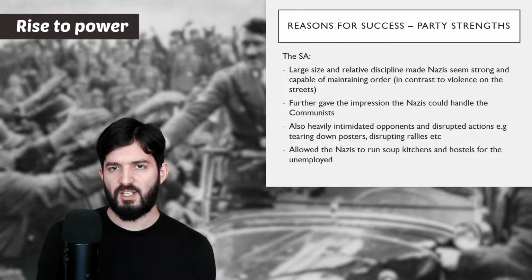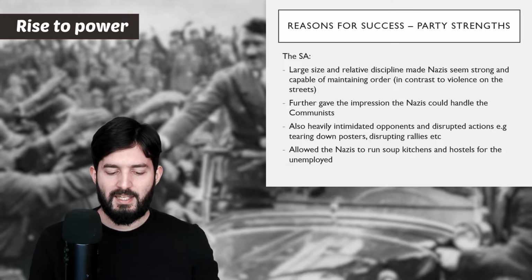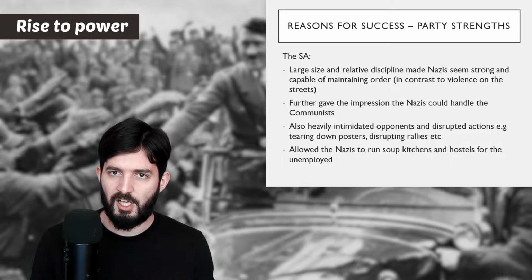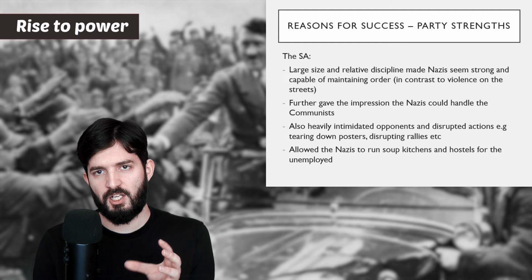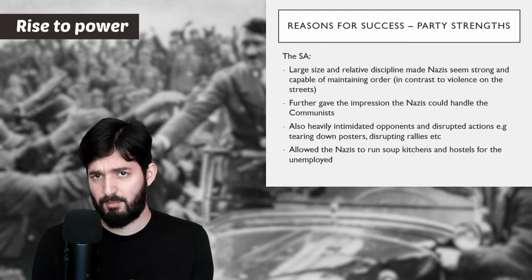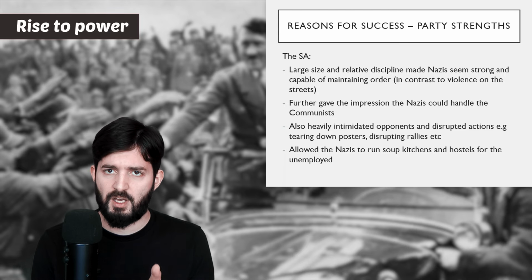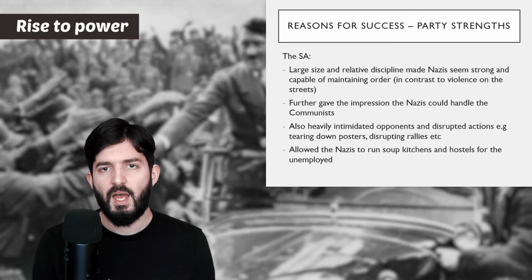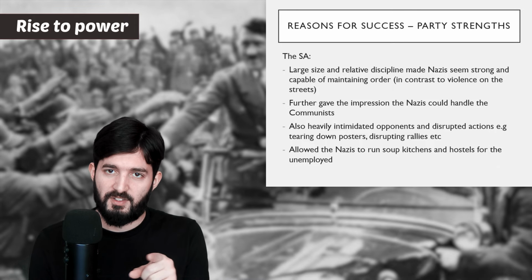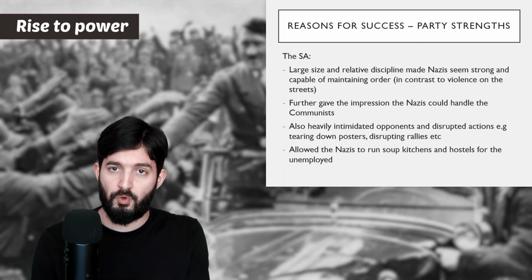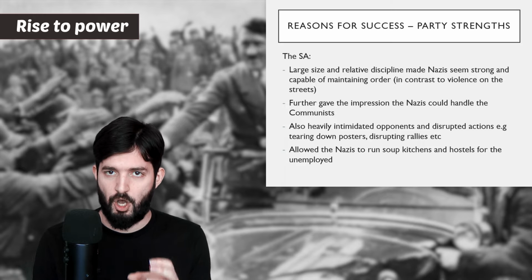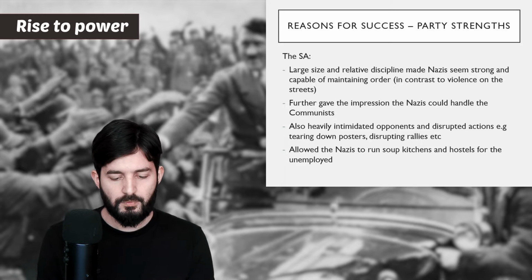And as a consequence, the Nazis seem quite strong and capable of maintaining order. So when you've got violence in the streets and chaos, this group that has this large private army who seem quite organized and disciplined seem like a group that can keep the country under control and restore order, or law and order rather. As a consequence, this also gives the impression that they can deal with the communists. So it's got a dual effect. They can deal with law and order, and also, again, it creates this impression that they're quite strong and are the ones who can match the communists and crush them as well.